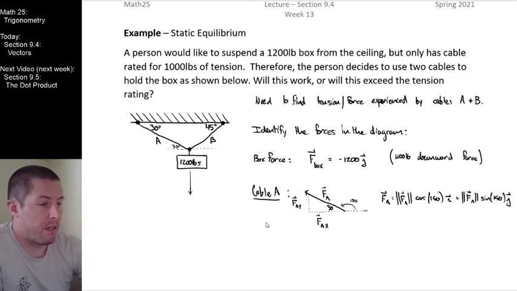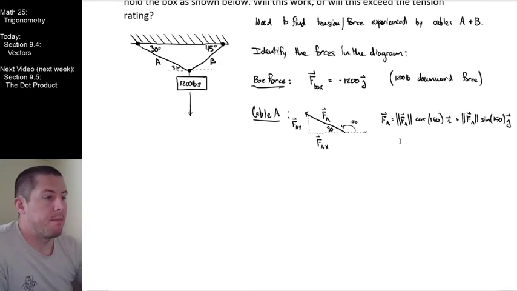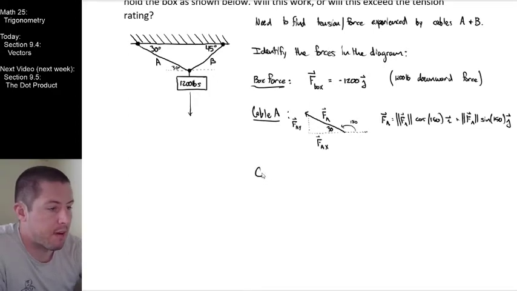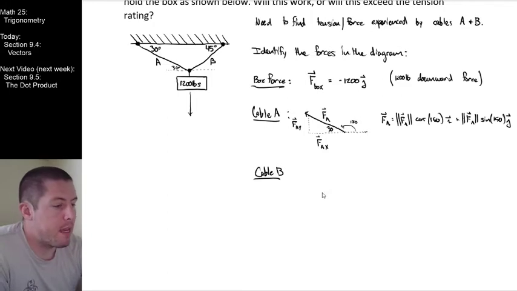Very, very similarly, we can look at our cable B force, and we're going to get some very similar things as we just got for cable A. Cable B looks like it is being pulled up and to the right at a 45-degree angle.